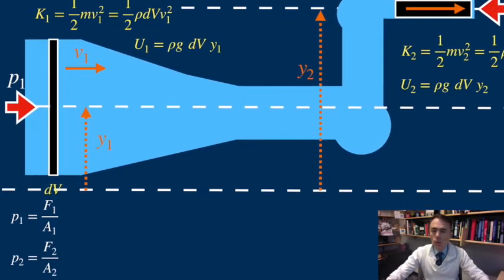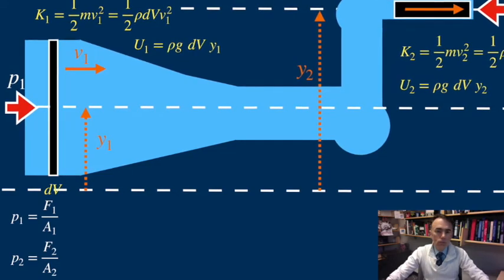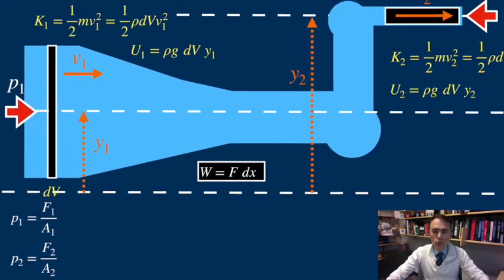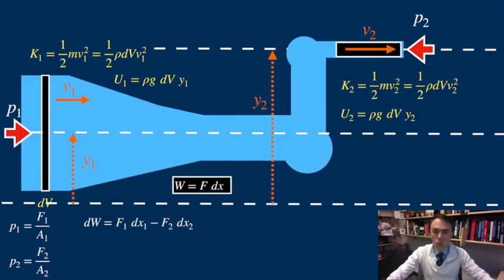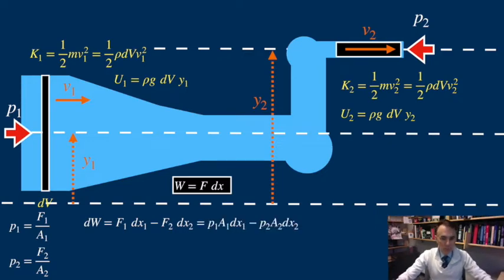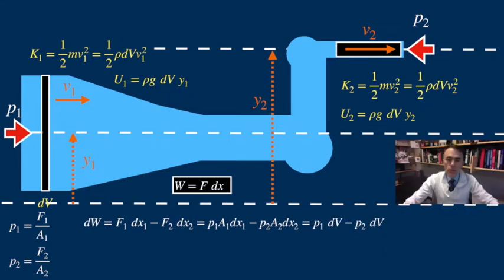The work done on a certain volume of the fluid to push it up is the force times the differential of displacement, F1 dx1, minus, as we are interested in the difference, F2 dx2. This is the pressure difference times the differential of volume. So the work done is due to the difference in pressure.